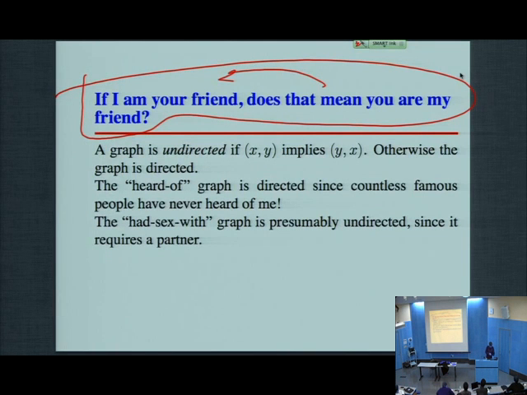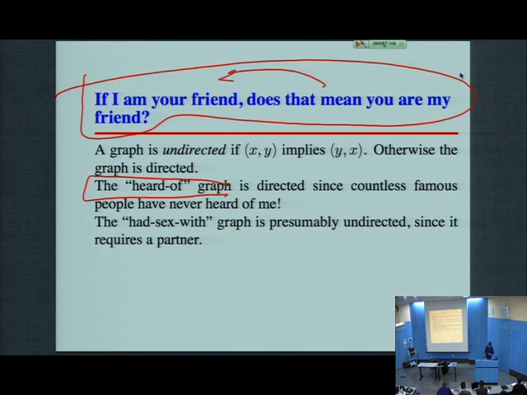Let's think about the heard-of graph, where there's an edge from x to y if x has heard of y. Is that a directed graph or an undirected graph? Have I heard of you? Directed. I have heard of Sylvester Stallone. Sylvester Stallone has not heard of me, right?